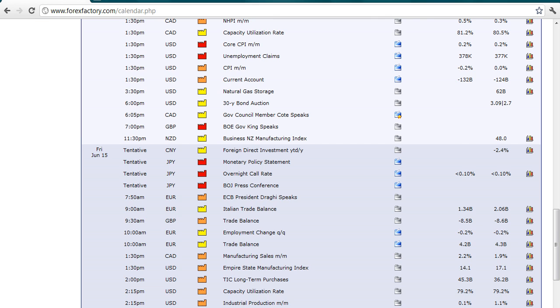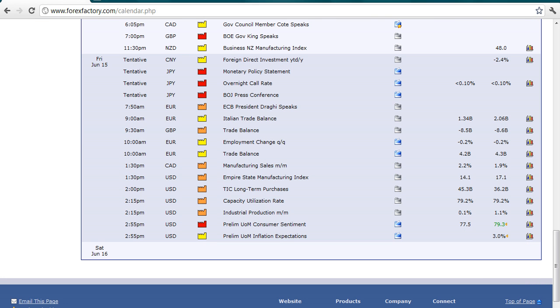And on Friday we have some Japanese data overnight, and at 2:55, to round off this quiet economic data week, we have preliminary University of Michigan consumer sentiment, which is forecast at 77.5, previously was 79.3.